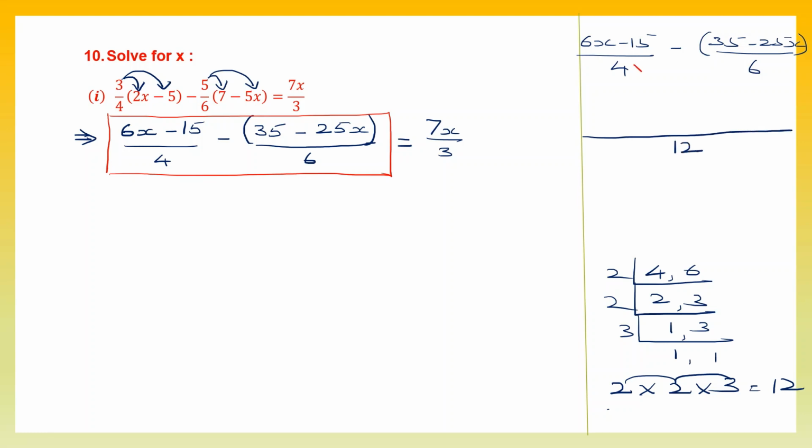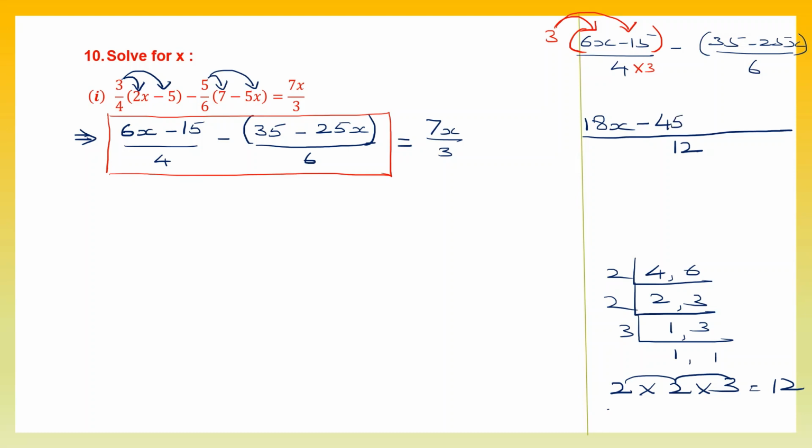So 4 into 3 is 12. That means I need to multiply this whole thing by 3. Let's do that. 3 into 6x, 3 6s are 18, so that is 18x. Then we multiply 3 into minus 15, so the sign is minus, 15 3s are 45.